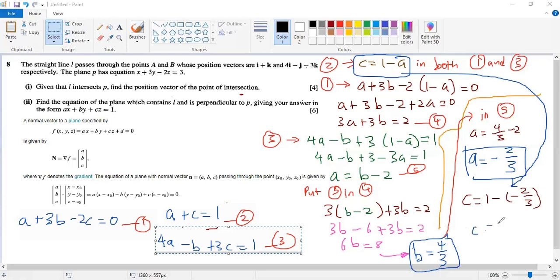So what are the implications of these 3 values? c is 5 over 3. So the equation of the plane, therefore: a is negative 2 over 3, b is 4 over 3, c is 5 over 3. Yes, these are the correct numbers. Therefore, we can finally write the equation of the plane in the form they want, using the 3 blue values. So it's just rewriting: negative 2 over 3 x plus 4 over 3 y plus 5 over 3 z equals 1. Thank you.